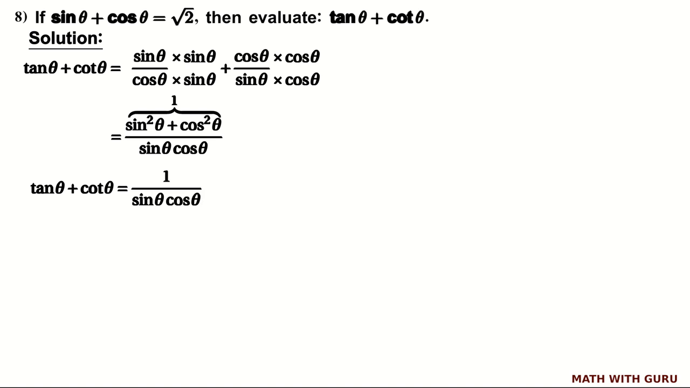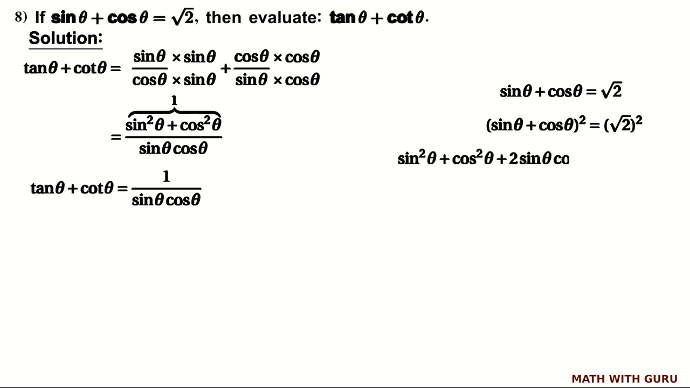Tan theta plus cot theta equals 1 over sin theta cos theta. We need the value of sin theta cos theta here. How do we find it out? Like this. Sin theta plus cos theta equals root 2. It is given. Let us square both the sides. Then sin square theta plus cos square theta plus 2 sin theta cos theta equals 2. We have used the identity a plus b whole square here. Now sin square theta plus cos square theta is 1. 1 plus 2 sin theta cos theta equals 2.